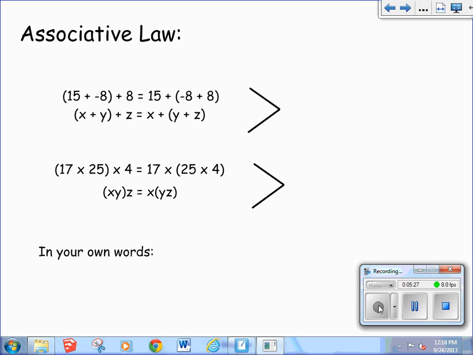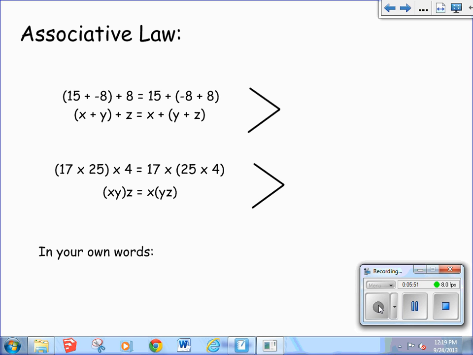Is the left side equal to the right side, first of all? Mary? Yes. What's changing on the left side and the right side? The only thing that's changing is where the parentheses are. Right? The numbers have not moved. 15, -8, 8, 15, -8, 8. The only thing that's changed is how they're grouped.